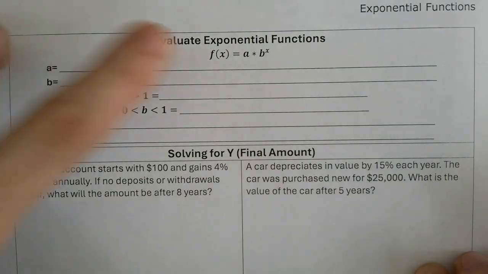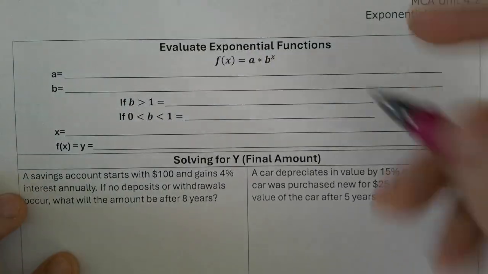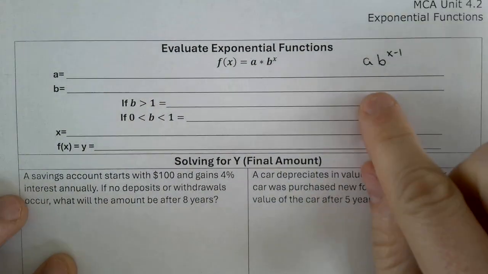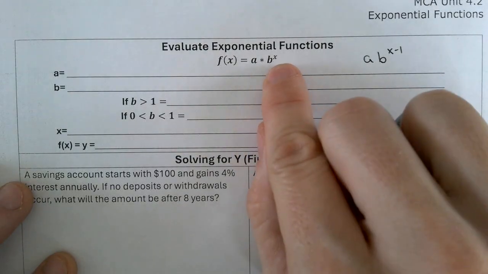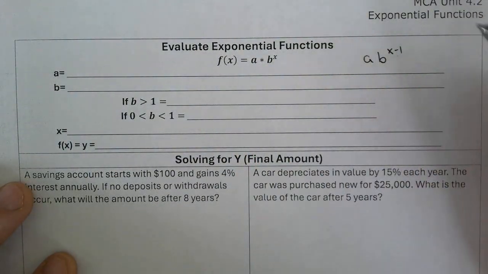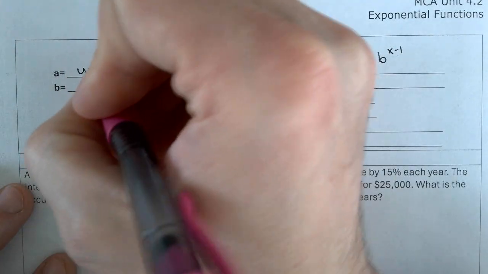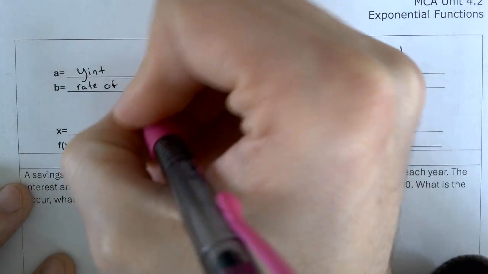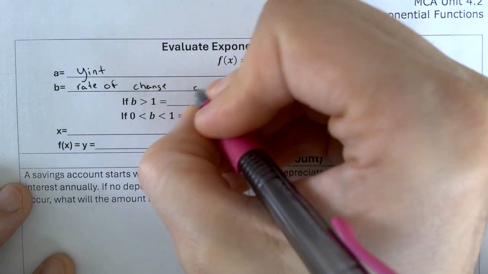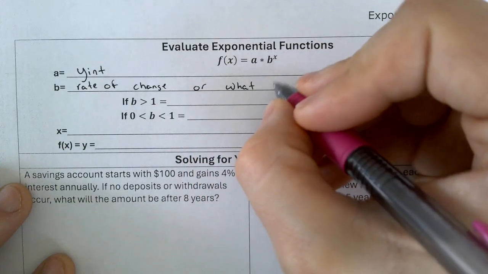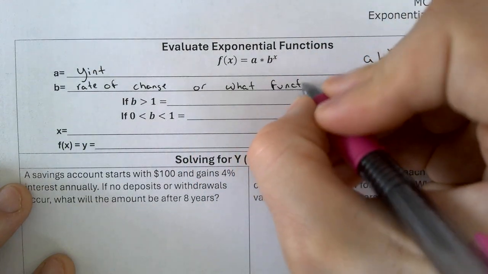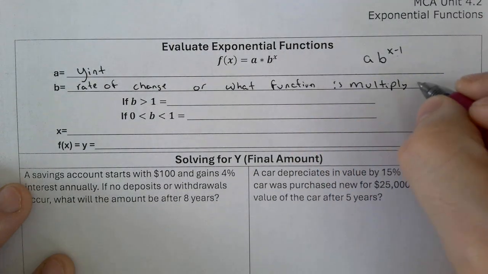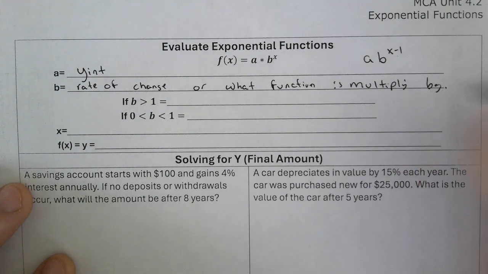If a is provided, and this is a single x, there's nothing here because the other form would be like b to the x minus 1, all right? If there is nothing with the x, and it doesn't have a minus 1 here, then a is the y-intercept, okay? And b is the rate of change, or what the function is multiplying by. We'll just say multiply by.